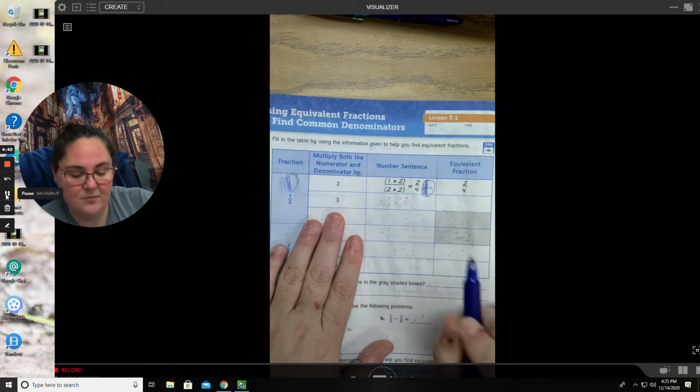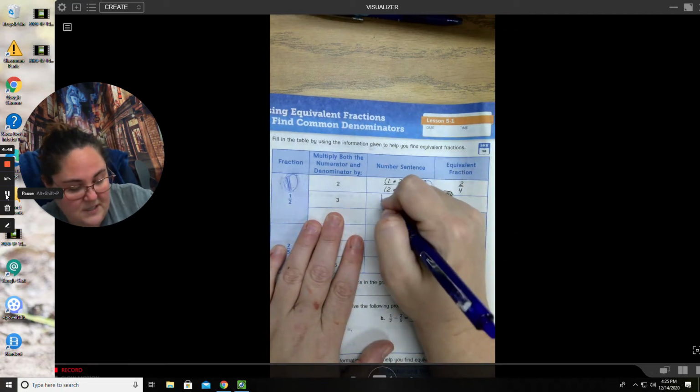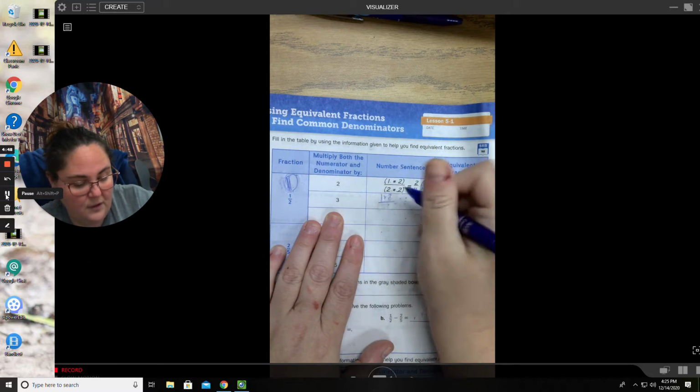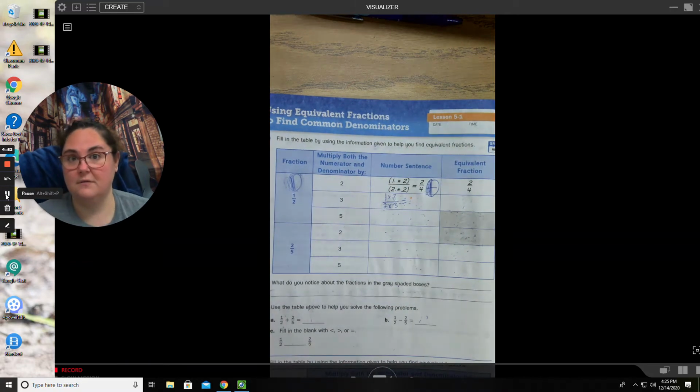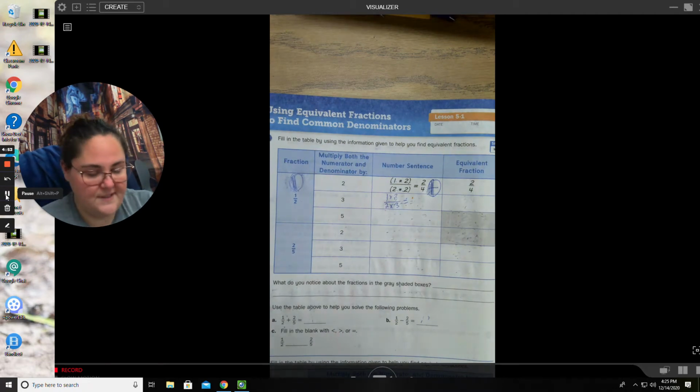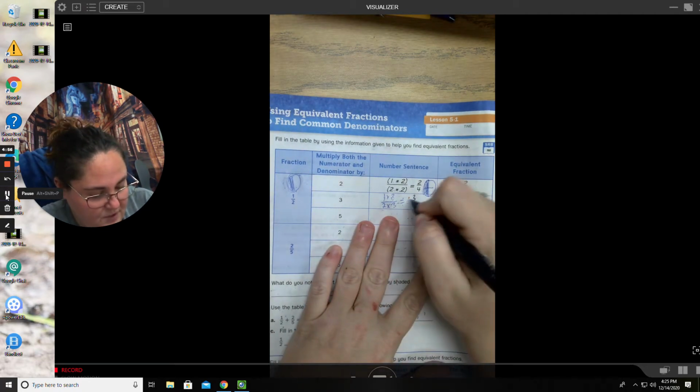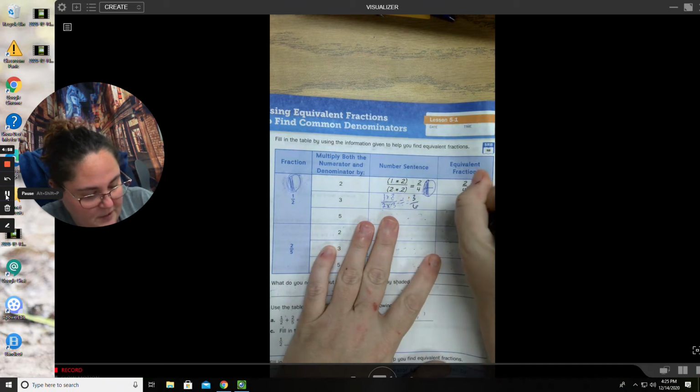Now we're going to do the same thing with 3/3. So 1 times 3 over 2 times 3. What is my new fraction? For this one, 1 times 3 is 3. 2 times 3 is 6. So my fraction for this would be 3/6.